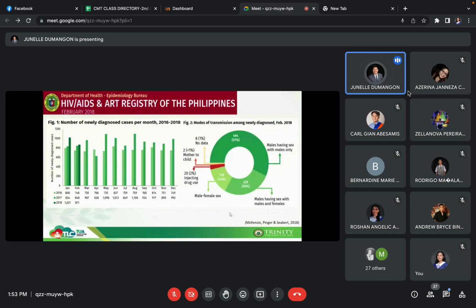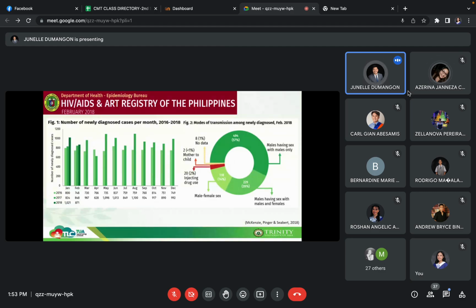So here we have the HIV/AIDS registry of the Philippines. So can somebody tell me, figure 1, is this analytic, descriptive, or experimental? Yes, Ms. Castillo? Descriptive po. Why do you say so? Because it answers po yung question when and tsaka po yung number po. Puro numbers, no? The designated cases. Thank you so much.